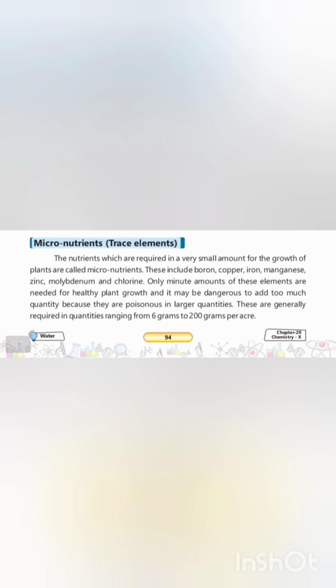The danger of excess. Because plants only need minute amounts, adding too much of these elements is dangerous as they become highly poisonous, toxic to the plant in larger quantities.